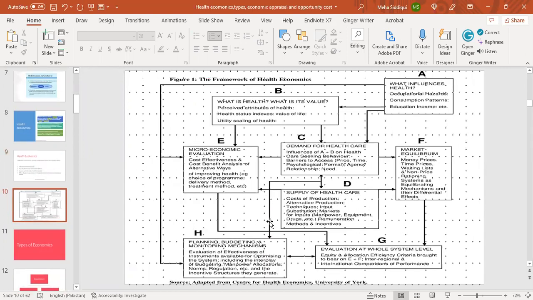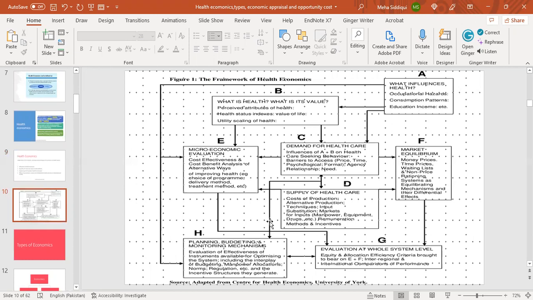This is the framework of health economics. So health economics consists of 8 components. First is what influences health. Then comes what is health and what is its value. Third is demand for healthcare. Fourth is supply of healthcare.